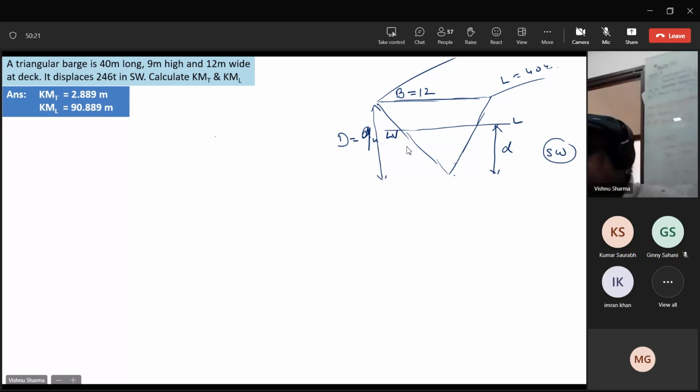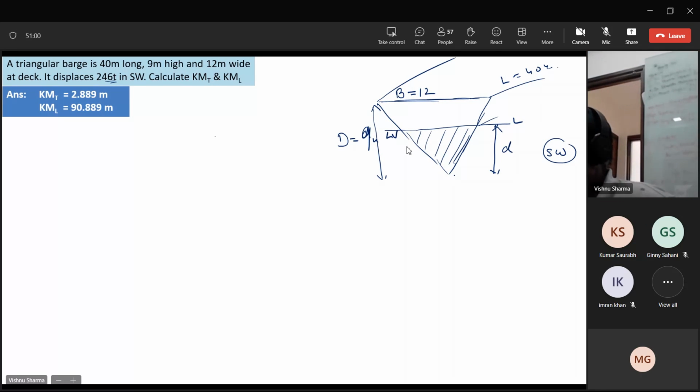Now, the first thing is we need to get the draft of this barge. How do we get it? Because the displacement is given, we will use the law of flotation. It has nothing to do with moment of inertia. Guys, this is the underwater cross-sectional area. If I multiply the underwater cross-sectional area with the length, will I get the volume of displacement? Yes or no? Underwater volume will I get?